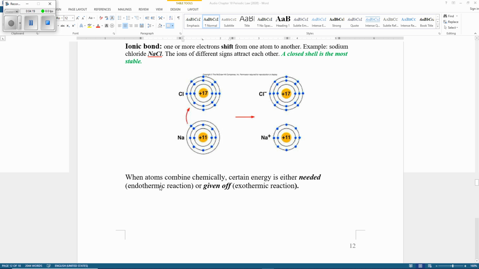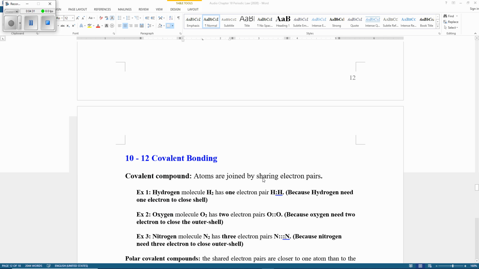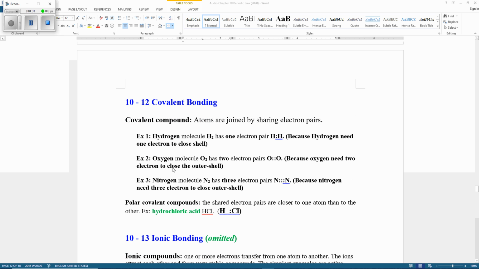When atoms combine chemically, usually you have certain energy in and out, so they combine together. Now we're going to discuss in a little more detail. The hydrogen is going to share one pair because it needs one to close. Here's a sample. Sometimes we use this H, two hydrogen atoms and one pair between. Now oxygen is going to share 2 pairs. Why? Because oxygen needs 2 to close the shell.